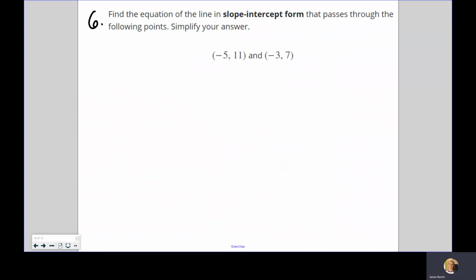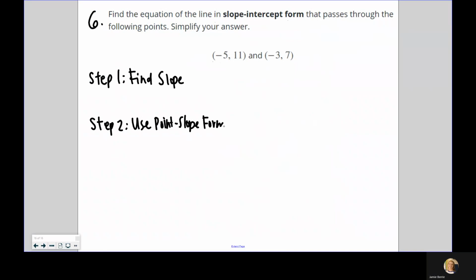We can't just jump straight to point slope form because although we do know a point on the line, we do not know the slope yet. So that's going to be our first step, is to find the slope. And then step 2 is going to be use point slope form to find the equation. All right, so step 1, find the slope. Step 2, use point slope form to find the equation.